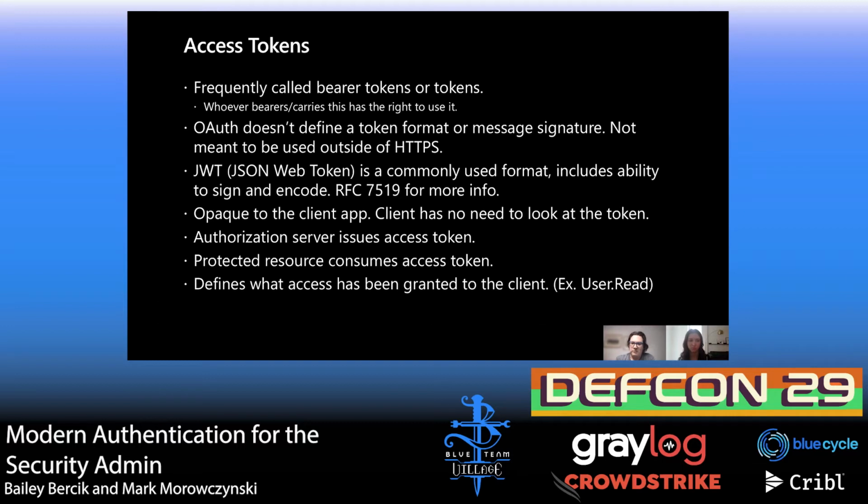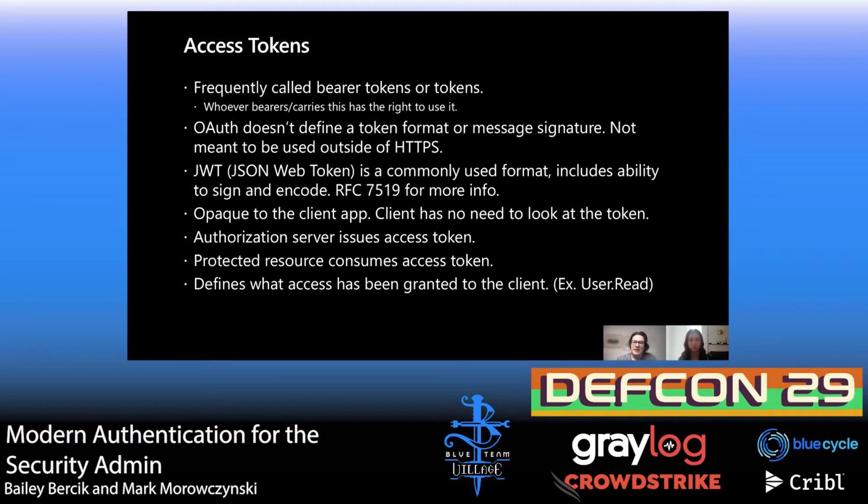Now, the OAuth RFC does not define a token format or a message signature, but one of the more commonly used formats you're going to see with these access tokens is a JWT, or JSON Web Token. And the JSON Web Token defines the ability to sign and encode. All this is defined in RFC 7519 if you want more info about JSON Web Token specifically. We're not going to go into too many more details about those, but it's a very, very common access token format.